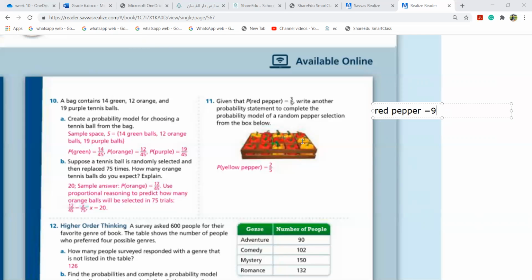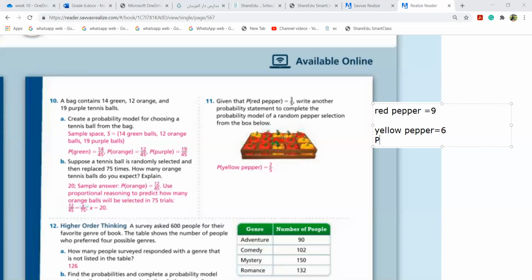Very good. Now, let us say they already chose 3 out of 5. Okay. So how many left? Okay, leave out red pepper. So they said write another probability which is given here. So what are the other color? What are the other color, girls? Yellow. Yeah, yellow pepper. How many yellow pepper are there? 6. Very good. Okay. You have 6.